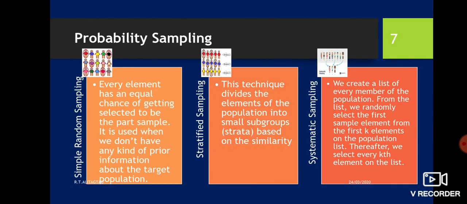So, these are the examples of probability sampling. We have the simple random, we have the stratified sampling, and then we have the systematic sampling. In simple random, every element has an equal chance of getting selected to be part of the sample. It is used when we don't have any kind of prior information about the target population. Katulad ng sinabi ko sa inyo kanina, diba nakalagay when to use non-probability sampling. We use non-probability sampling when we have an idea about our respondents. Dito, sa probability sampling, which is simple random, kapag we don't have prior information about the target population, we tend to use this simple random sampling.